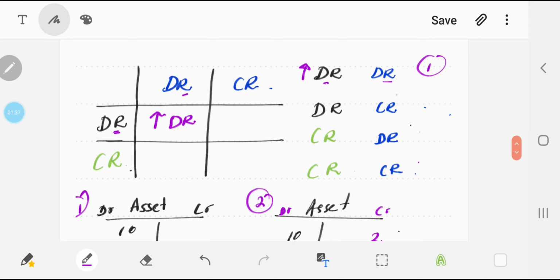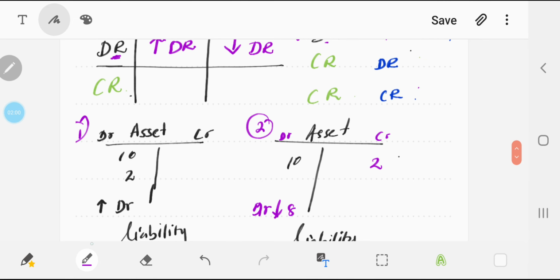Therefore, for a debit balance of an account, to reduce it, credit it. Therefore, the impact on the debit balance will be a reduction. You have a debit value, you're crediting it, therefore the debit value would reduce.